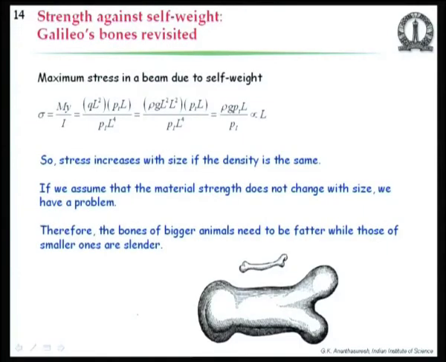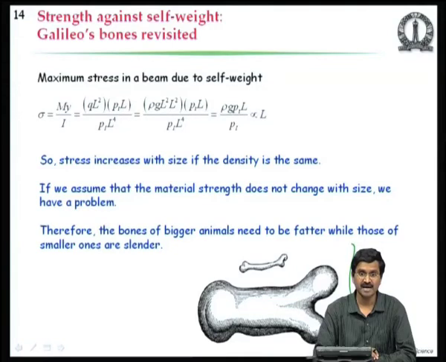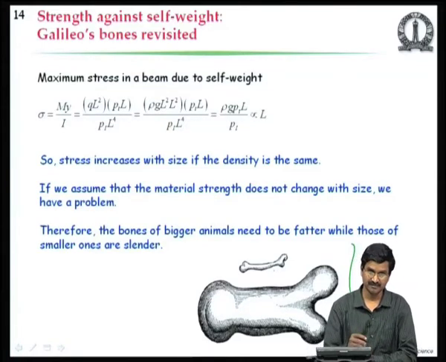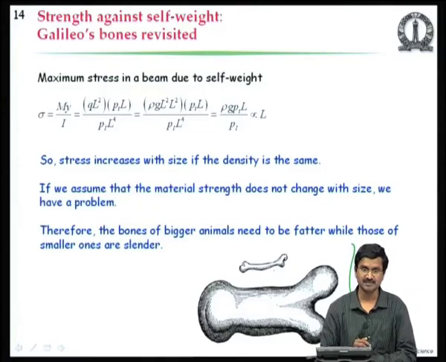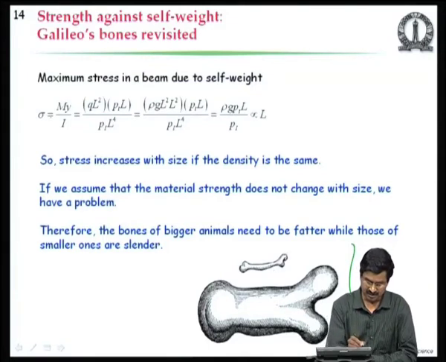Before that, let us come back to Galileo's bones and see whether Galileo was right in his observation that large animals have bulky bones while small animals have slender bones. In his passage he refers to the strength, because generally if you take bones, whether it is a large animal or a small animal, the strength is not going to vary much. It is the same bones and bone strength will be pretty much the same, but he observed that the stress is proportional to the size. Okay. That is due to self weight.